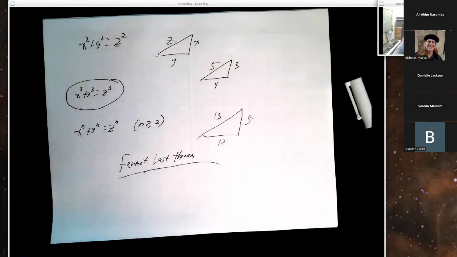So that's kind of a smattering of some of the kinds of things that pop up in number theory, especially related to prime numbers, but not always. Just to kind of know what's out there.